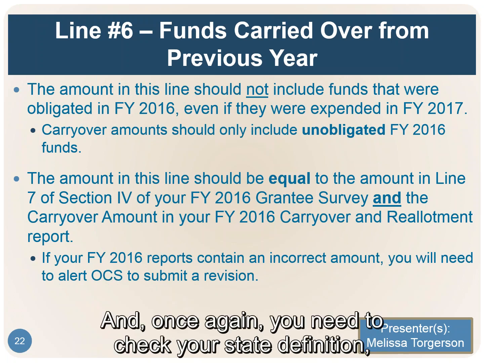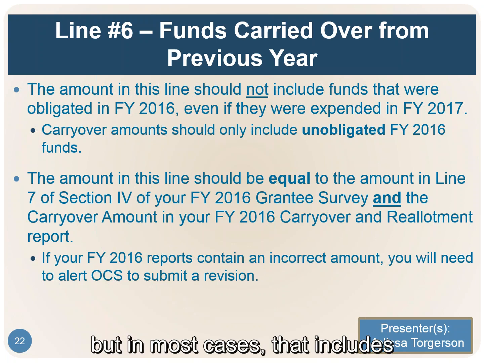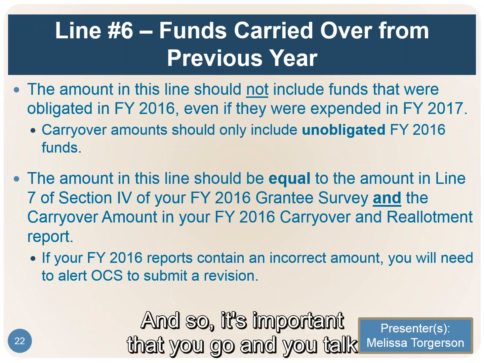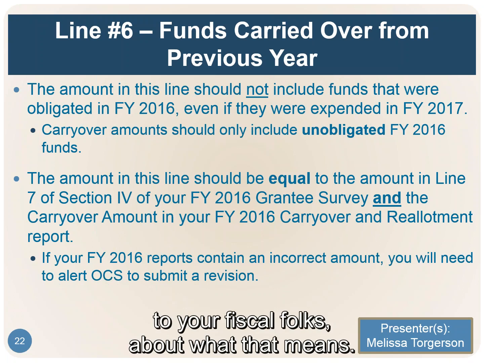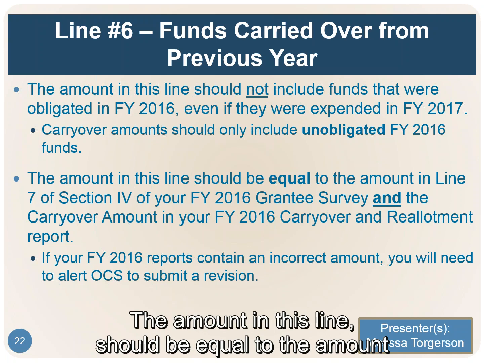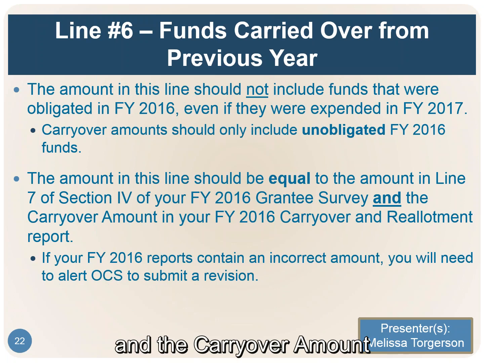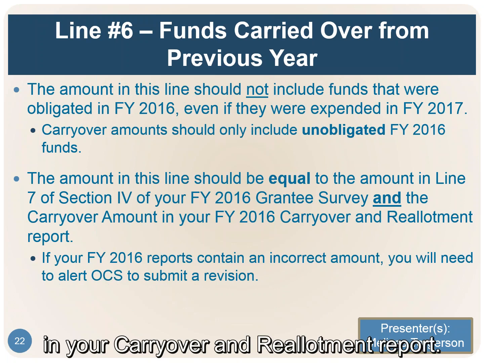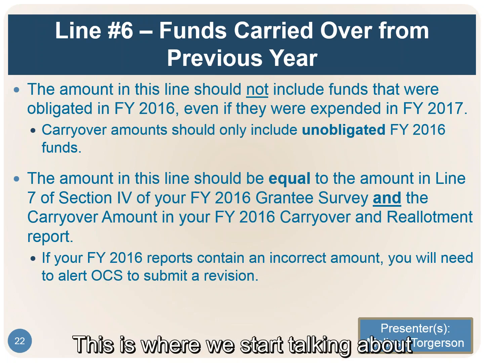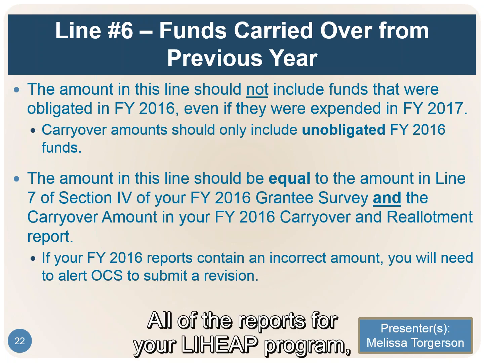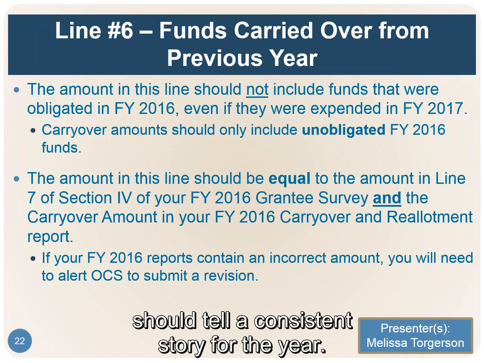And once again, you need to check your state definition, but in most cases that includes money that isn't contractually tied to something. So it's important that you talk to your fiscal folks about what that means. The amount in this line should be equal to the amount in line 7 of your 2016 Grantee Survey and the carryover amount in your carryover and reallotment report. This is where we start talking about those cross-reporting validations. All of the reports for your LIHEAP program should tell a consistent story for the year.